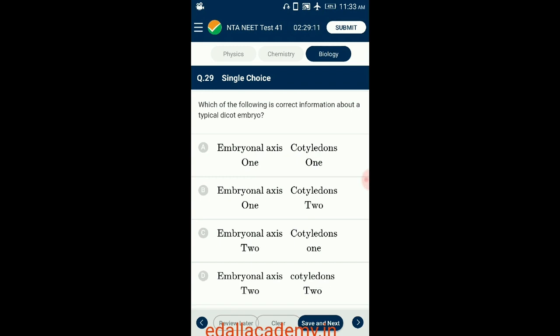Question number 29. Which of the following is correct information about typical dicot embryo? Dicot embryos possess one embryonal axis and two cotyledons. Monocot embryo possesses one cotyledon. So the correct option for this question is option B, one embryonal axis and two cotyledons.